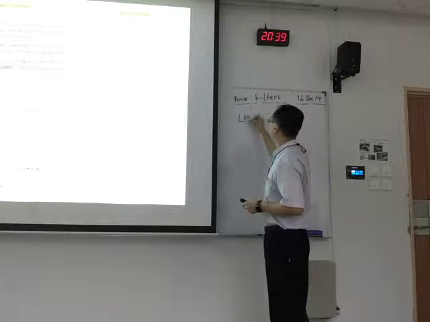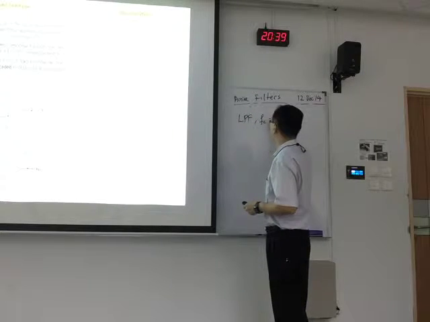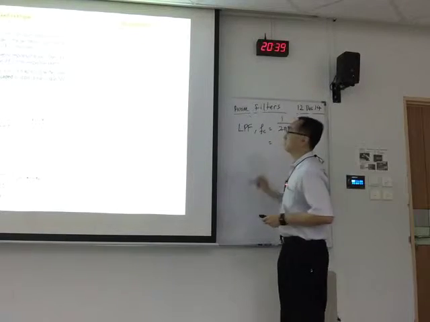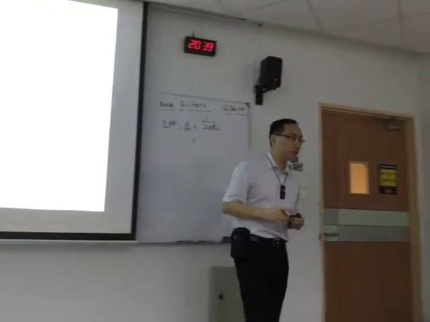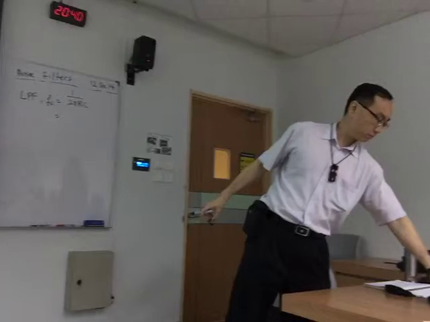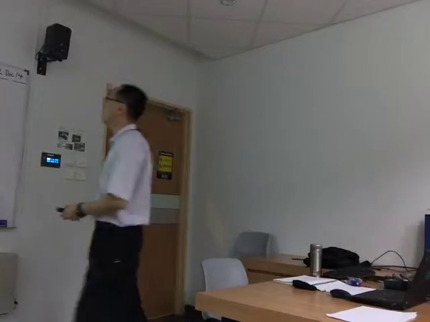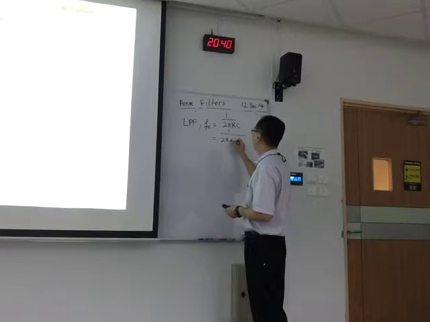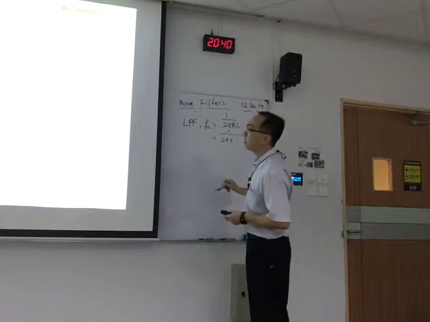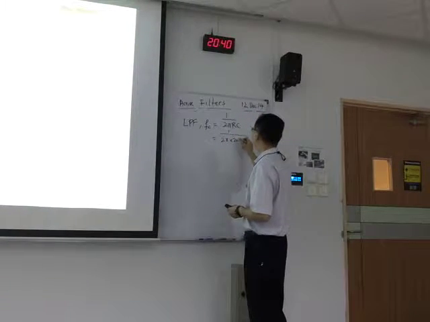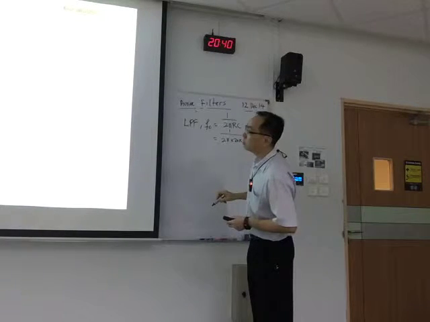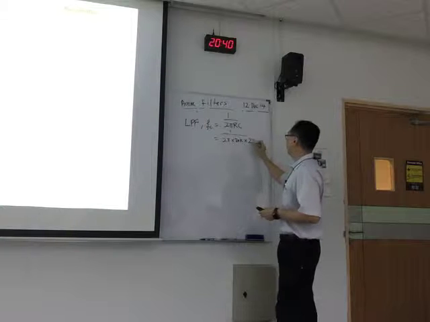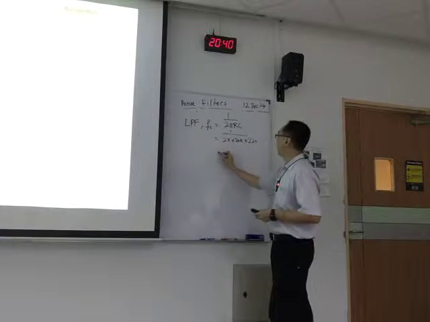So let's start with this one. What is the cutoff frequency? 2 pi RC. Can you all help me? Since I don't have the solution. Okay, never mind, we work together. So can you work out for me this one? 2 pi times RC. R is 20K times the C, which is 22, right? 22 nanofarad. Can you work out for me, please?